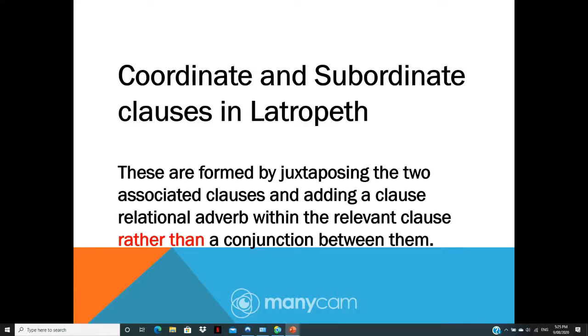Okay, coordinate and subordinate clauses in Latropeth. These are formed by juxtaposing, putting together the two associated clauses and adding a clause relational adverb within the relevant clause rather than a conjunction between them. So the way it operates is a little bit different. In Latropeth, you use clause relational adverbs. In English, you use conjunctions.